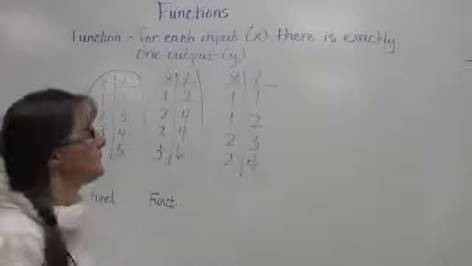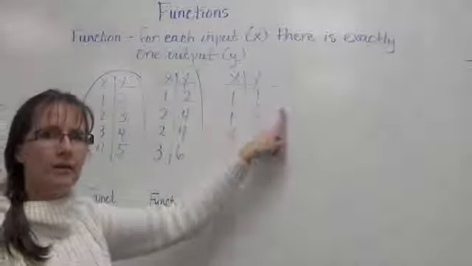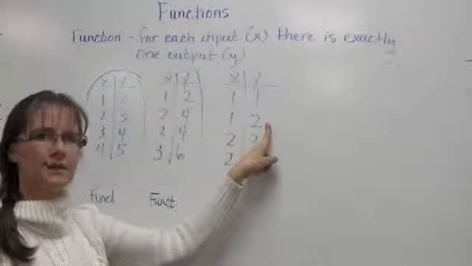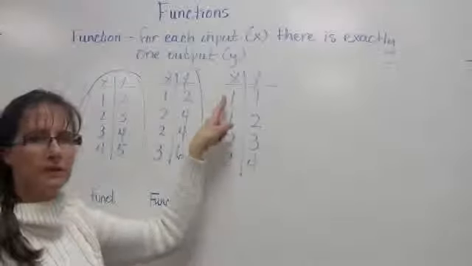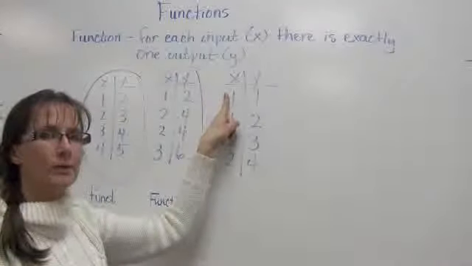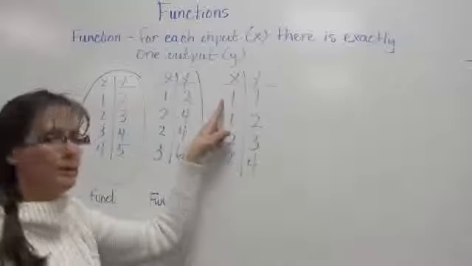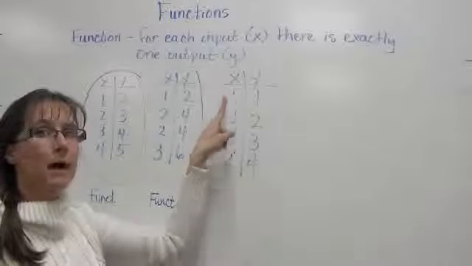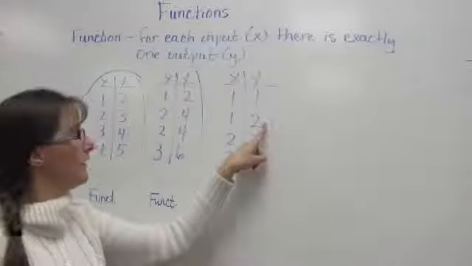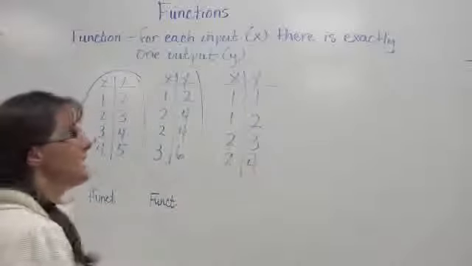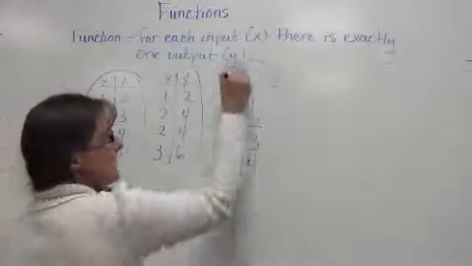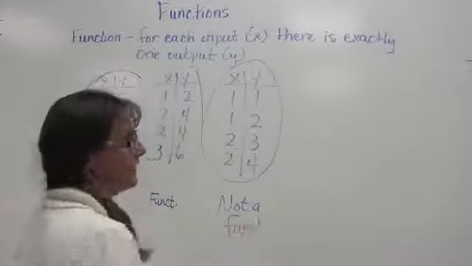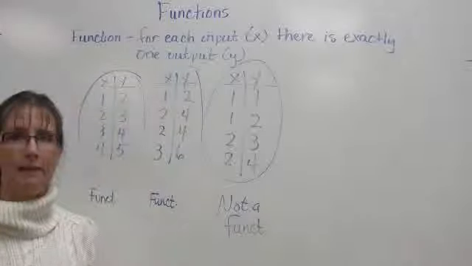Let's look at the final table. When I put in a 1, I get out a 1. But when I put the 1 in the second time, I ended up with a 2. Remember, for each input, x, there can only be one output, y. That means if I put in a 1 the first time and get a 1, when I put a 1 in the second time, I have to get a 1. I got a 2. That means that this table is not a function. For each input, there can only be one output.